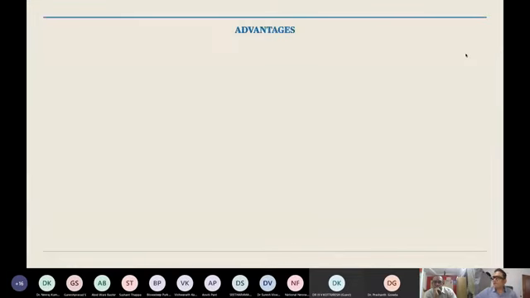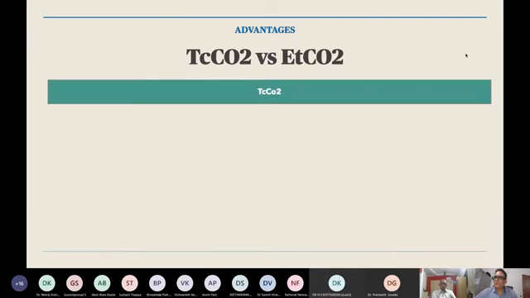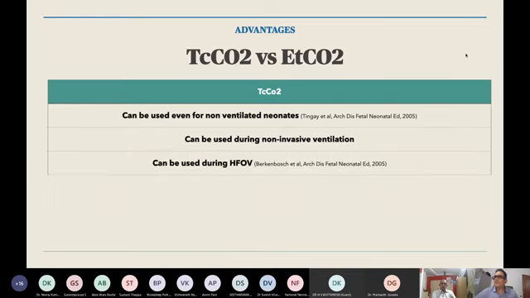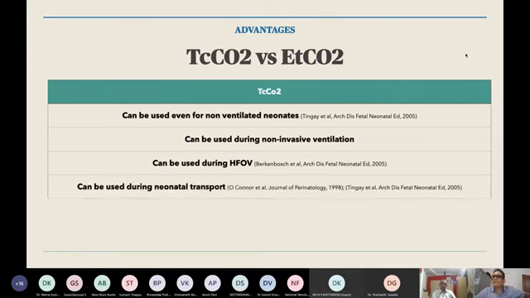So the advantages of this transcutaneous CO2 when compared to end-tidal EtCO2: number 1, it can be used even for non-ventilated neonates. Say, for example, babies on high-flow nasal cannula oxygen, babies on non-invasive modes of ventilation can be used. Number 2, it can be used for non-invasive ventilation. It can also be used in high-frequency oscillation ventilation, whether it is invasive or non-invasive, and it can also be used during neonatal transport.